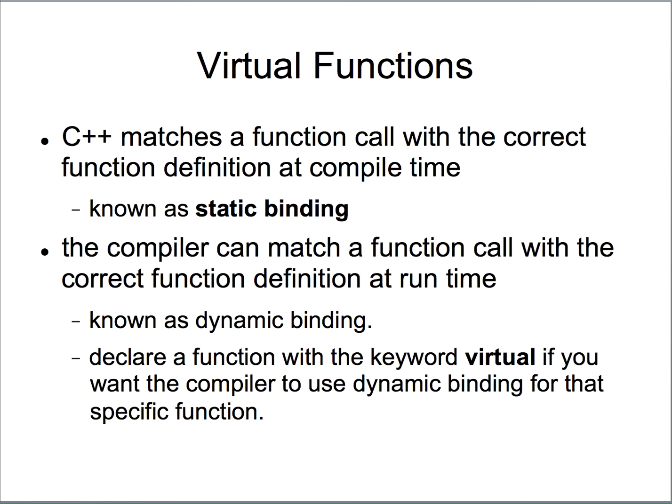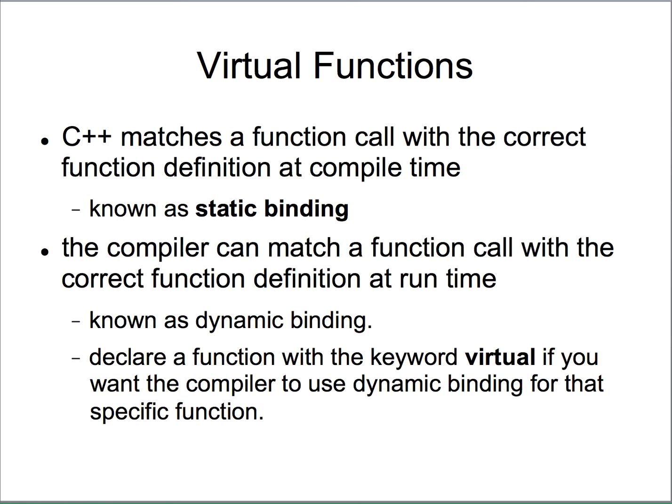We define and declare these certain functions that we need to have this capability with the keyword virtual, just like we did with friend in a previous lecture. So we put the keyword virtual in front of it, and that tells the compiler to use dynamic binding.